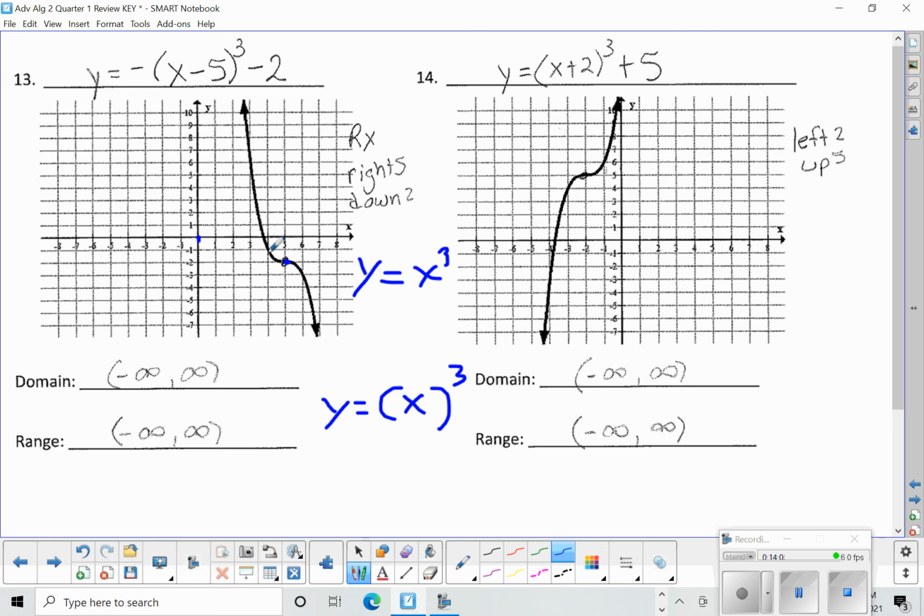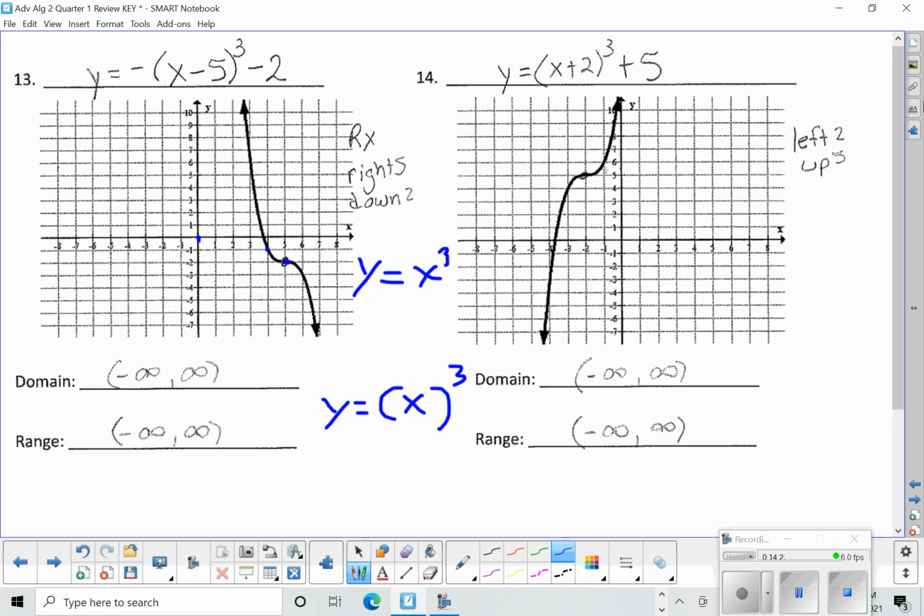Did it stretch or compress? I go right 1, up 1. I'm still on it. There's no stretch or compress. So here's my reflection over the x-axis. Here's right 5. Remember, your x lies to you. And down 2.